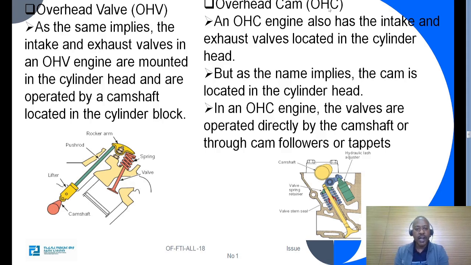The other is the overhead cam. In the overhead cam, the cam is located above the valve. An overhead cam engine also has intake and exhaust valves located in the cylinder head, but as the name implies, the cam is located in the cylinder head. In an overhead cam engine, valves are operated directly by the camshaft or through cam followers or tappets. So in the overhead cam type of design, there are no push rods.